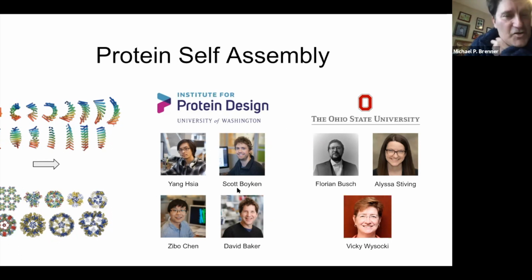A second area that we've been working on recently is protein self-assembly, which we've been doing with David Baker and some of his students. In this case, David, as many of you know, is a magician at designing protein interfaces.